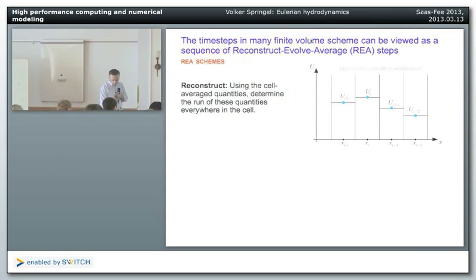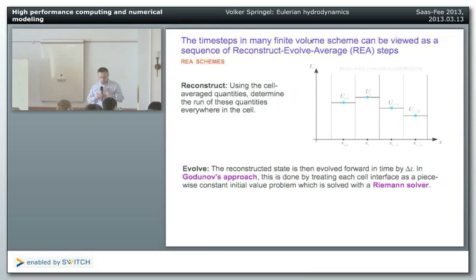Then, once we have this reconstructed state, we want to evolve it forward in time over a time step delta t. And particularly important is the so-called Godunov approach, where this is done by treating each cell interface as a piecewise constant initial value problem, which is solved with a Riemann solver. We'll discuss later what this precisely means, but we take this really as a physical initial value problem, and now we try to construct an analytic solution for how, for example, this piecewise constant state around this particular interface evolves over delta t.